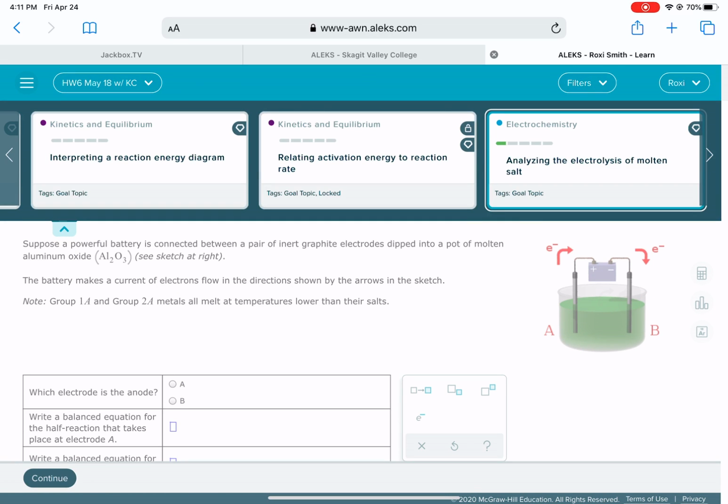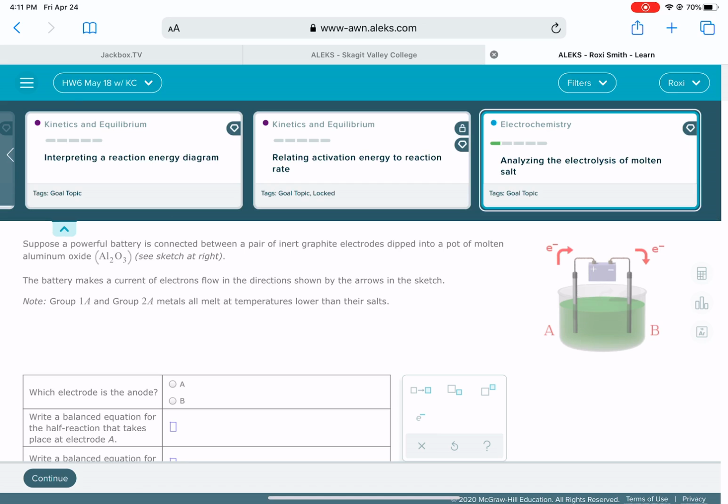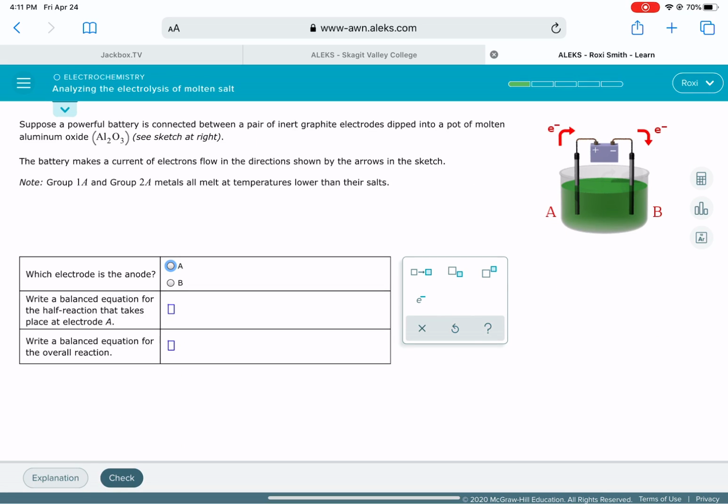We're going to take a look at ALEKS Homework 6, this problem analyzing the electrolysis of molten salt. This is similar to the very first type of electrolysis problem that I went over in section 18.7 in your notes. I feel like these problems might be a little bit tricky until you get the pattern of how to solve them. So we're going to work on a couple of them together.